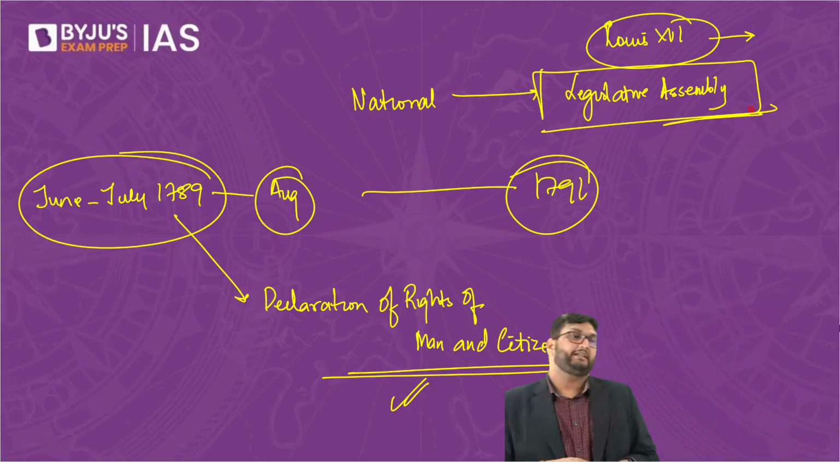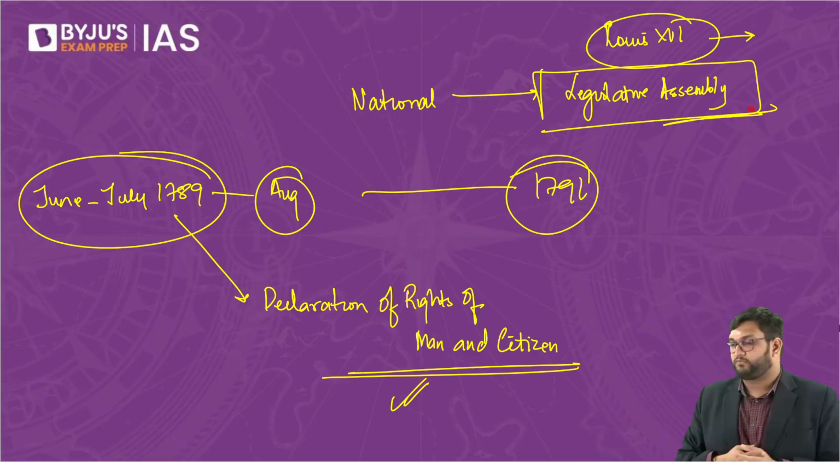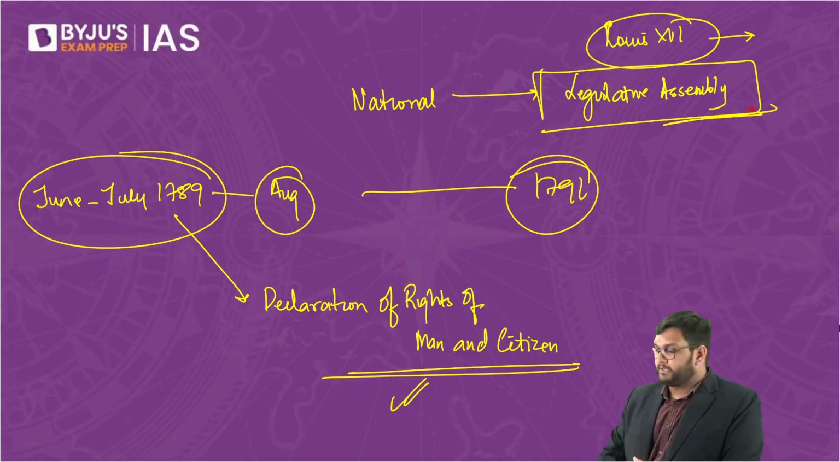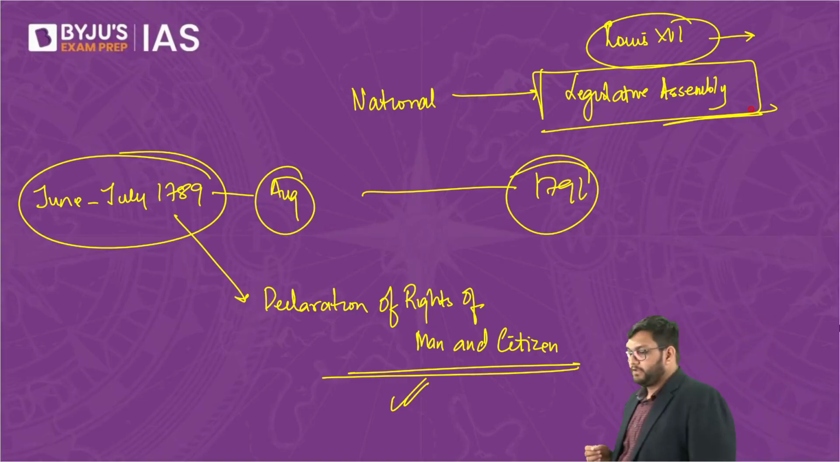So, liberty, fraternity, equality were the principles on which this first constitution was produced, and everybody was happy about it. Clear till this point how the first constitution is written and why the Declaration of Rights of Man and Citizen is important? Okay. Now, a small episode and then I'll leave you for today.